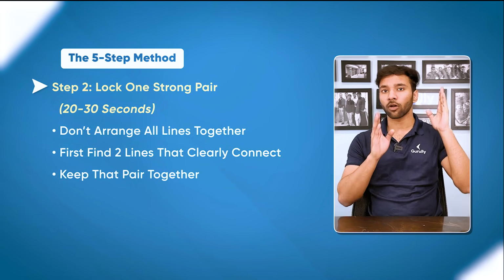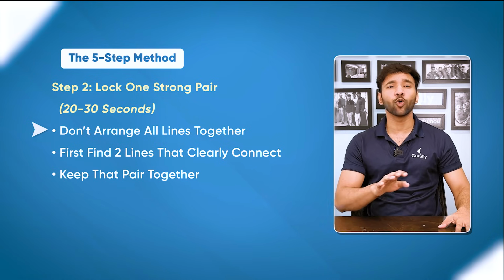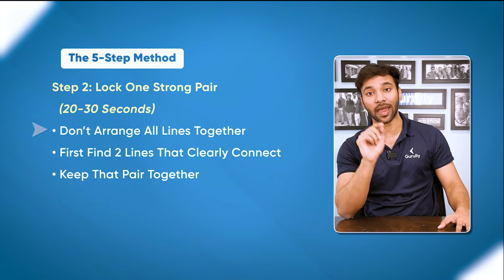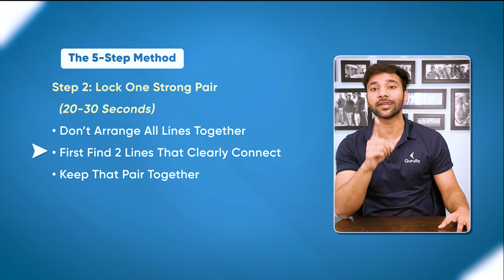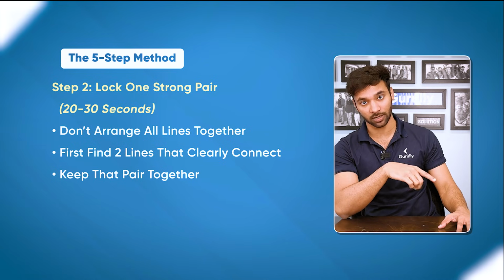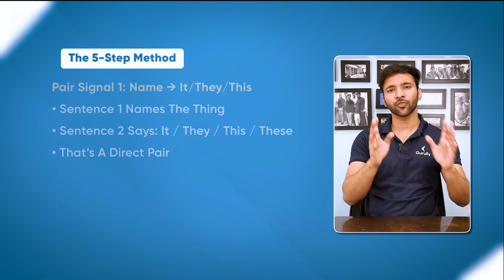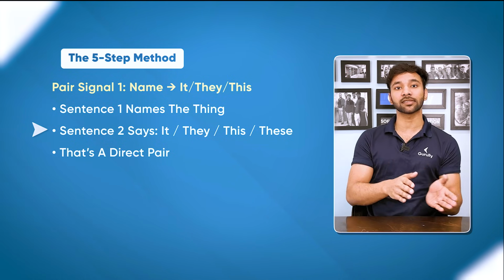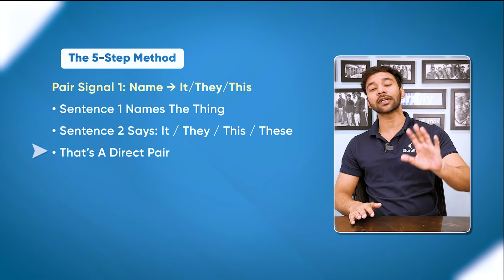Step 2. Lock one strong pair first. When you see a reorder paragraph question, don't try to arrange all 5 lines at once. That is where most students panic. Your first job is simpler. Lock one strong pair, 2 sentences that clearly belong together and never separate them again. To do this, you have to look for signals. So your first signal can be if one sentence introduces something and the next sentence says it, they, this, these, that's usually a direct pair.